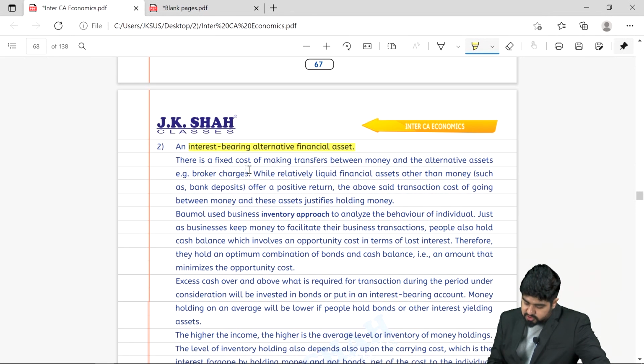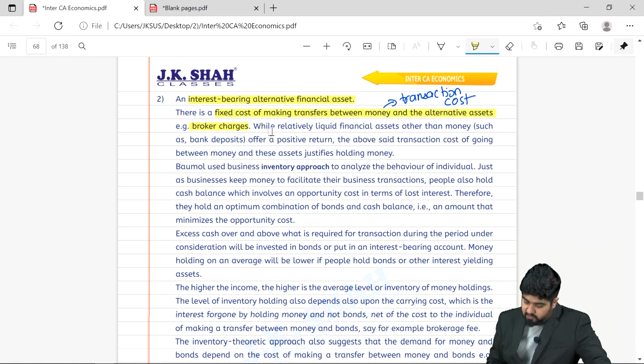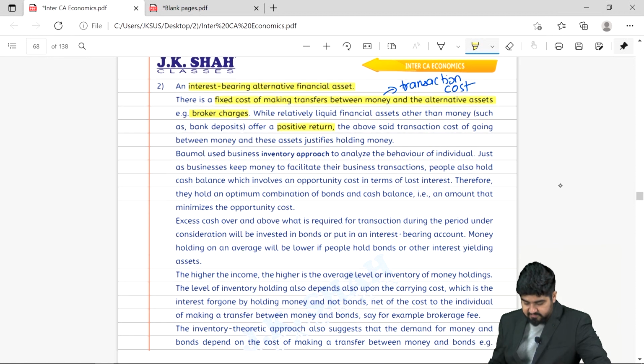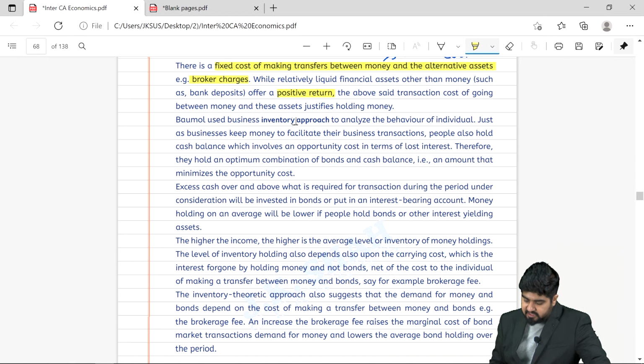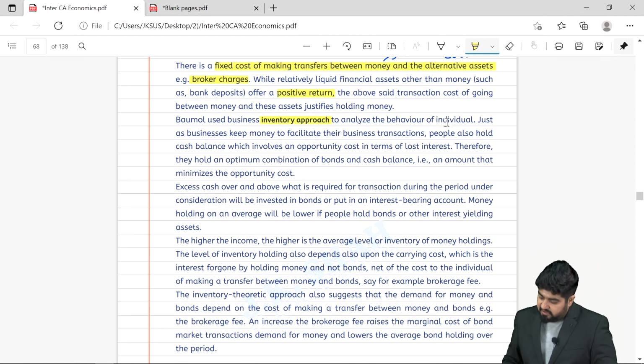There is a fixed cost of making a transfer between money and an alternative financial asset. This is nothing but transaction cost. An example can be brokerage charges. While relatively liquid financial assets other than money offer a positive return, the said transaction cost of going between money and these assets justifies holding money. Baumol used the business inventory approach. Here inventory means cash, liquid cash, to analyze the behavior of individuals.